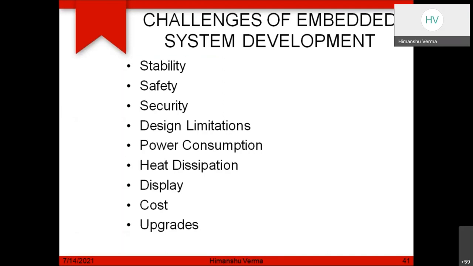Okay, maybe a question comes into your mind: what is the difference between an embedded device and an IoT device? So in one sentence I can say an embedded system is a subset of IoT. The Internet of Things, or IoT, is a network of interconnected objects, interconnected things. Things here means devices or objects.